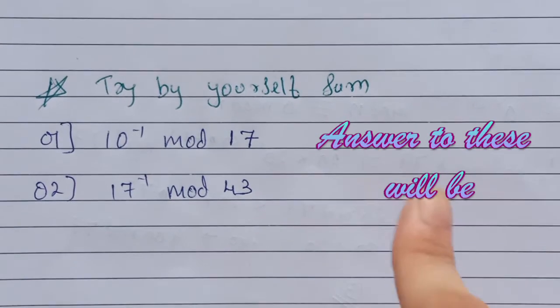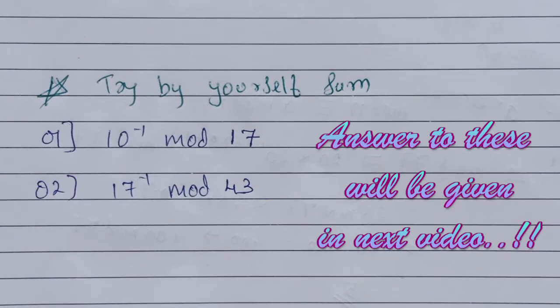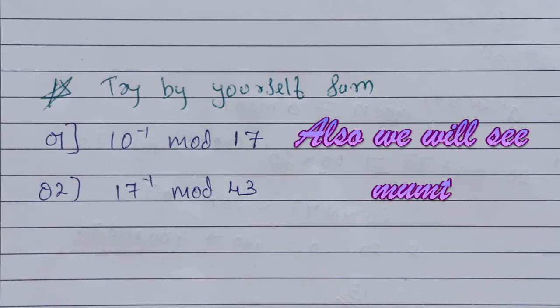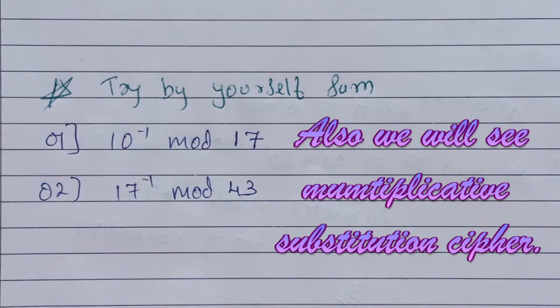This is a try-by-yourself sum, and the answer to this I will give in my next video. Also in my next video we will see multiplicative ciphers of traditional substitution ciphers, where we left off and started the mathematics of asymmetric key cryptography.